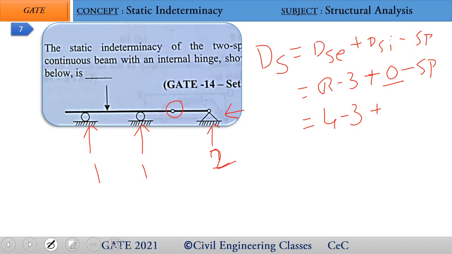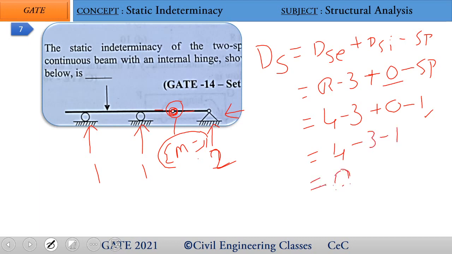See here, special conditions: there is an internal hinge here and 2 members are connected. So for an internal hinge, sum of the moments is equal to 0. That is the equation we need to add. So one equation we are using, that is sum of the moments equal to 0, so minus 1. Now 4 minus 3 minus 1 is equal to 0. So here we can see that the static indeterminacy is equal to 0, which means that the given structure is a determinate structure.